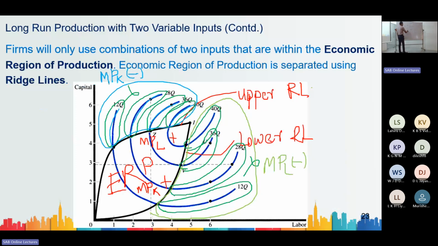So only negatively sloped portions of isoquants are relevant for a rational producer. Because when isoquant portions are negatively sloped, over those isoquants the marginal product of capital and the marginal product of labor are both positive. Clear? Anything you want to clarify?